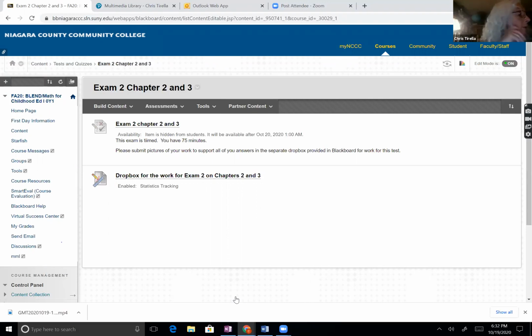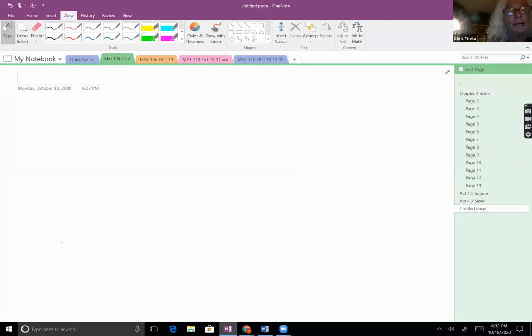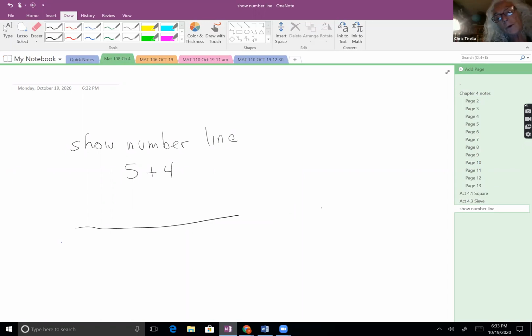In terms of showing them on a number line, I had a little bit of issue when people did their number line operations on the homework. So I should clarify that before you get tested on it. If I ask you to show on a number line, let's start with 5 plus 4. When you draw your number line, you want to start at 0.